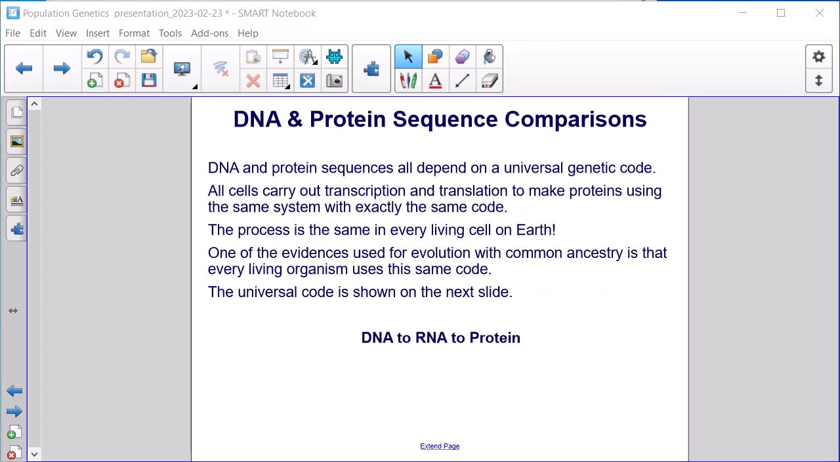DNA and protein sequences all depend on a universal genetic code. All cells carry out transcription and translation to make proteins using the same system with exactly the same code. The process is the same in every living cell on Earth. One of the evidences used for evolution with common ancestry is that every living organism uses this same code. The universal code is shown on the next slide.